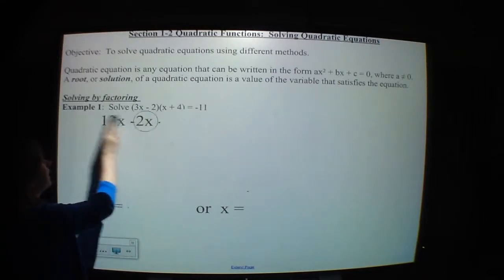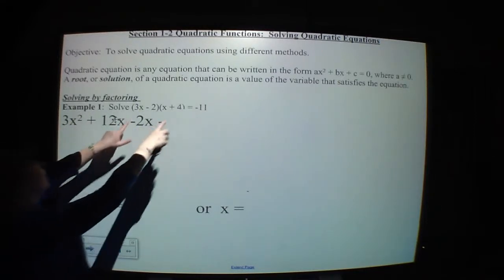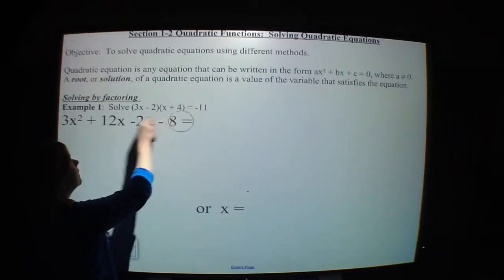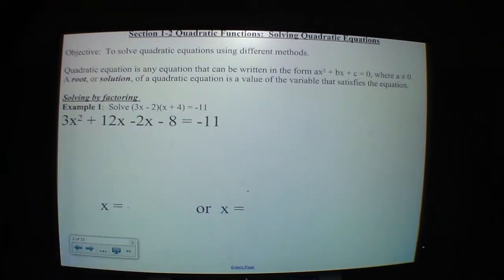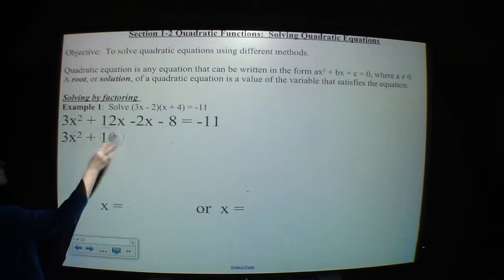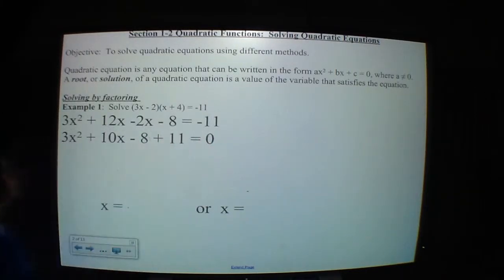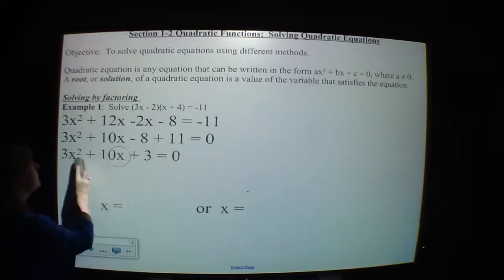So when I FOIL that, I get 3x squared plus 12x minus 2x minus 8 is equal to negative 11. Combine your like terms and you get 3x squared plus 10x minus 8. Move the 11 over, so add 11 to each side, plus 11 equals 0. So then I have 3x squared plus 10x plus 3 is equal to 0.